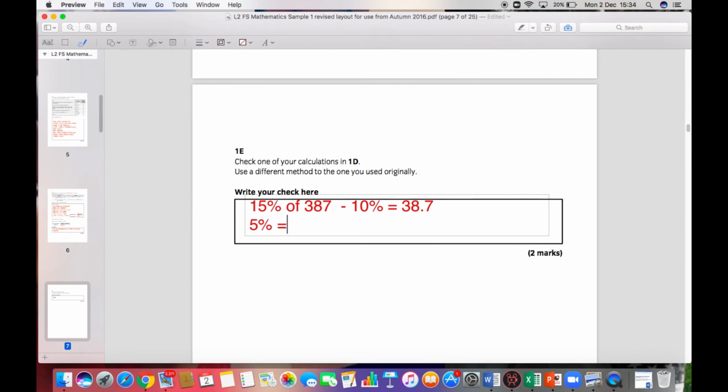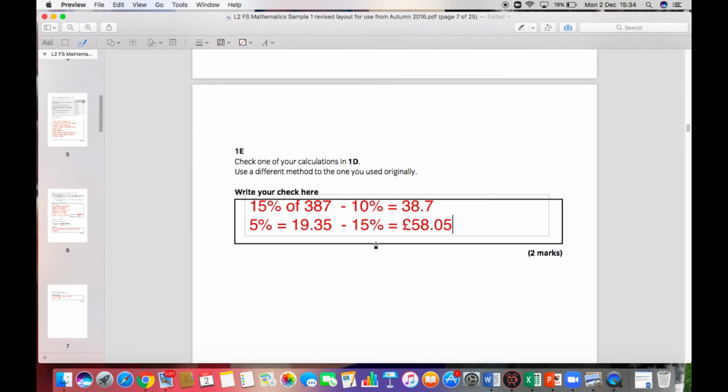And 5% is 19.35. All I did to get 5% was halve the 10%, because 5 is half of 10, and 19.35 is half of 38.7. So that's our 10%, and 5% makes 15%, so our 15% must be the original amount that we had, which is £58.05.